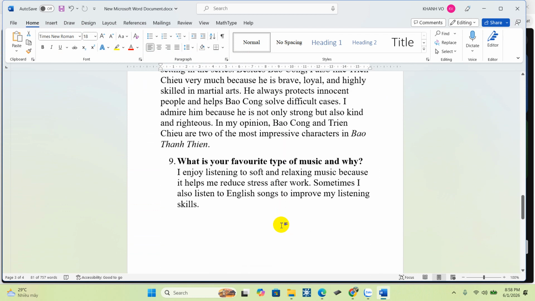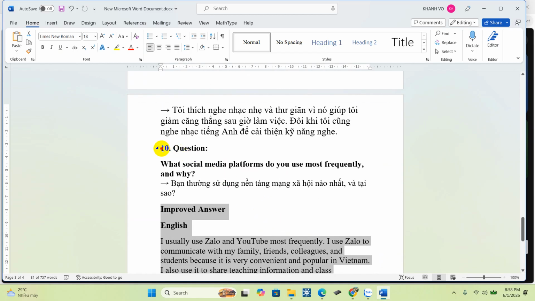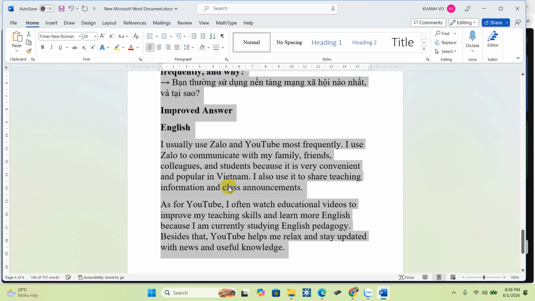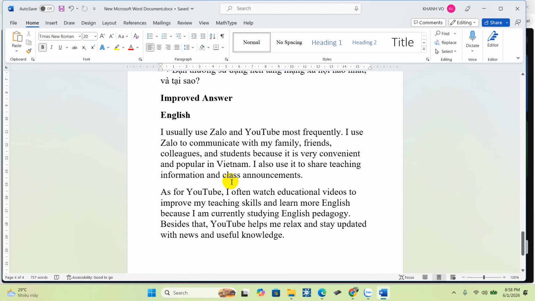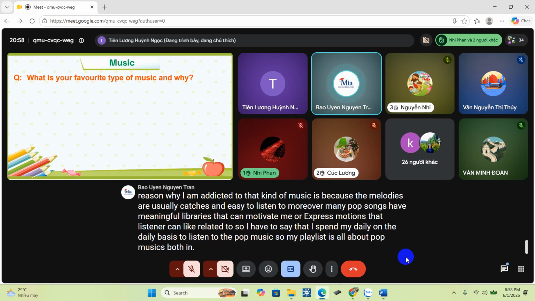Yes. Well, teacher, I have to say that I'm a big fan of pop music. One of the reasons why I am addicted to that kind of music is because the melodies are usually catchy and easy to listen to. Moreover, many pop songs have meaningful lyrics that can motivate me or express emotions that listeners can relate to. So I listen to pop music on a daily basis. My playlist is all about pop music from all around the world.